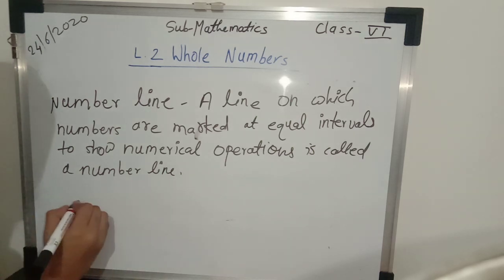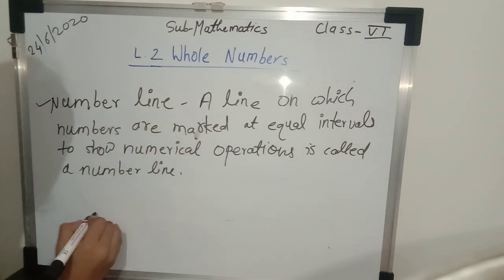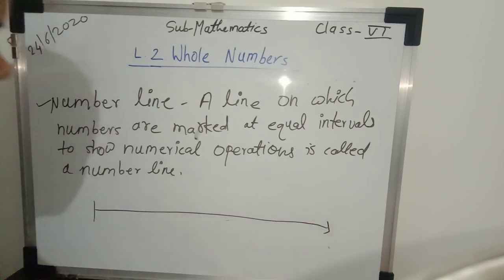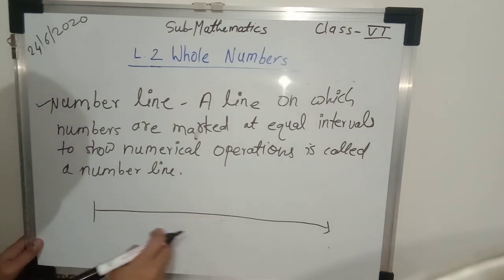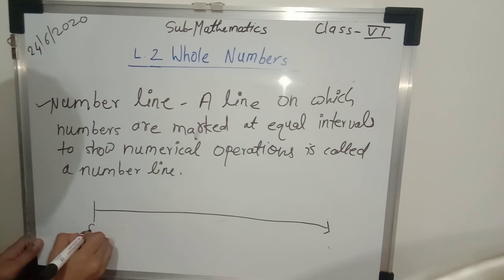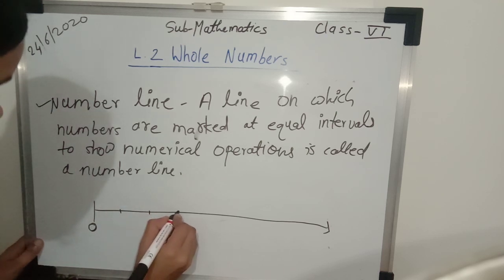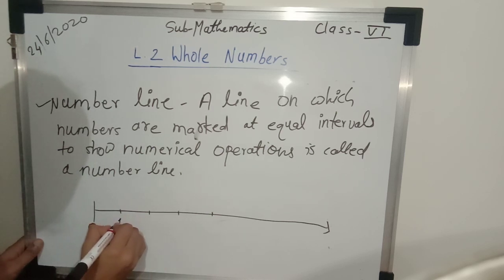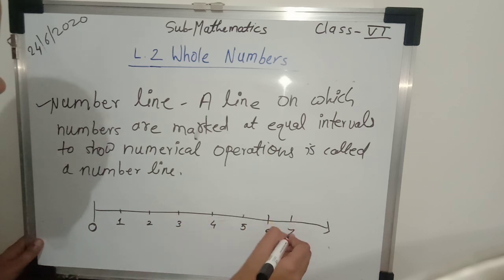Suppose if I draw here, now we are going to learn the number line for whole numbers. This is the right side of the number line, and 0 is the center of the number line. So we have to start from 0 and then at equal distance each number, and the difference between each number should be equal. So 1, 2, 3, 4, 5, 6, 7 and so on.